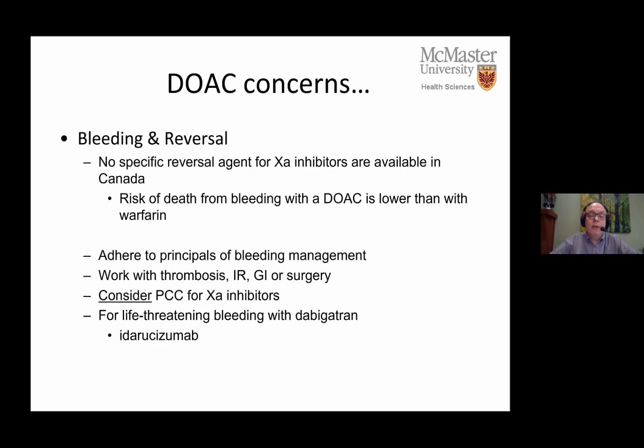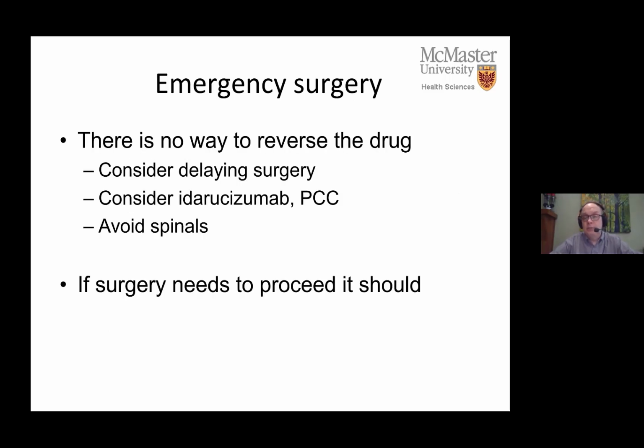Consider prothrombin complex concentrate for 10A inhibitors. They may work. We don't have evidence whether they do or not. They're unlikely to be harmful. It's probably worth doing in patients with major bleeding. And for life-threatening bleeding with dabigatran, we do have a specific reversal agent, which is idarucizumab.